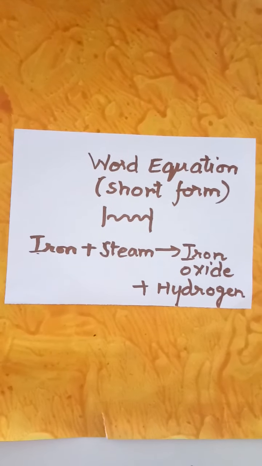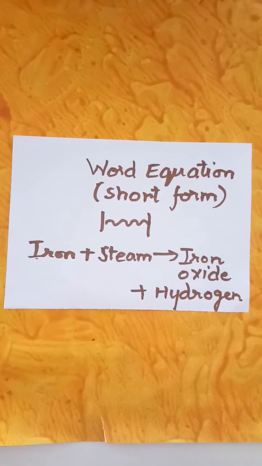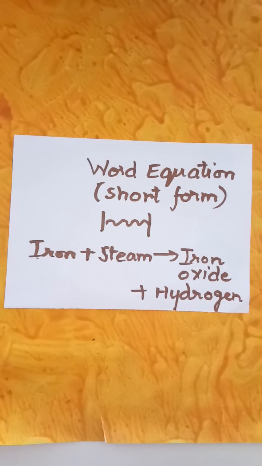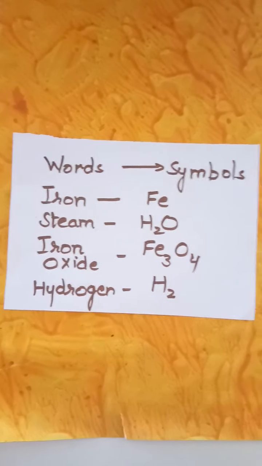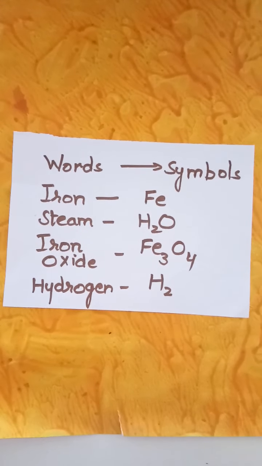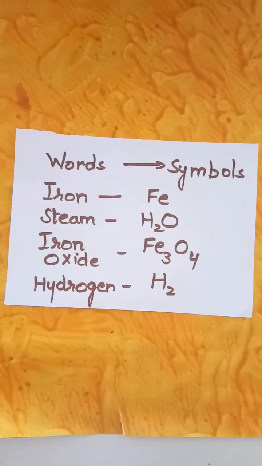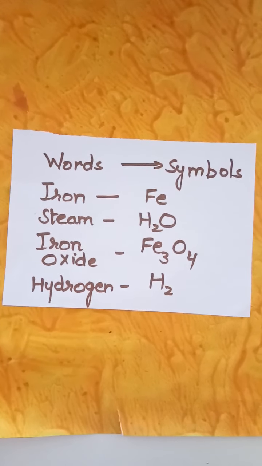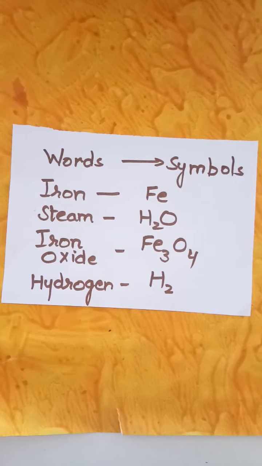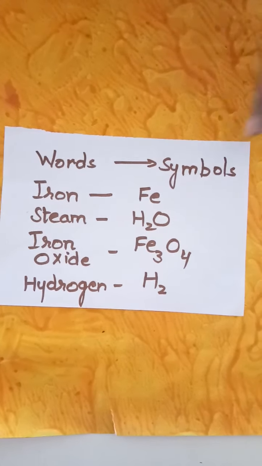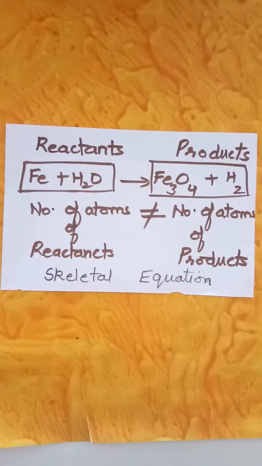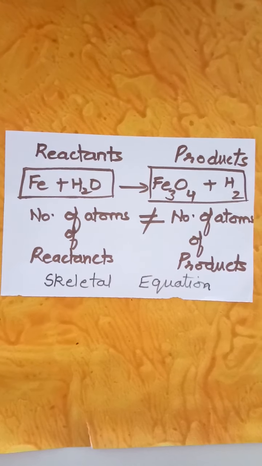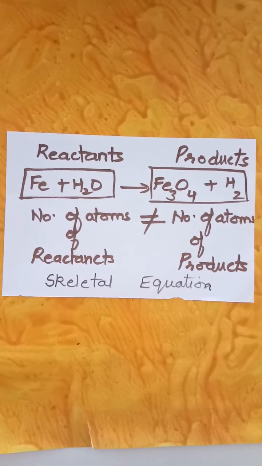This can be shortened if I write, instead of a statement, the word equation, wherein I write iron plus steam gives you iron oxide and hydrogen. This can be further shortened if instead of words we take symbols of the elements. For example, for iron Fe, steam H2O, iron oxide Fe3O4 and hydrogen H2. Now the equation becomes Fe plus H2O gives you Fe3O4 plus H2.